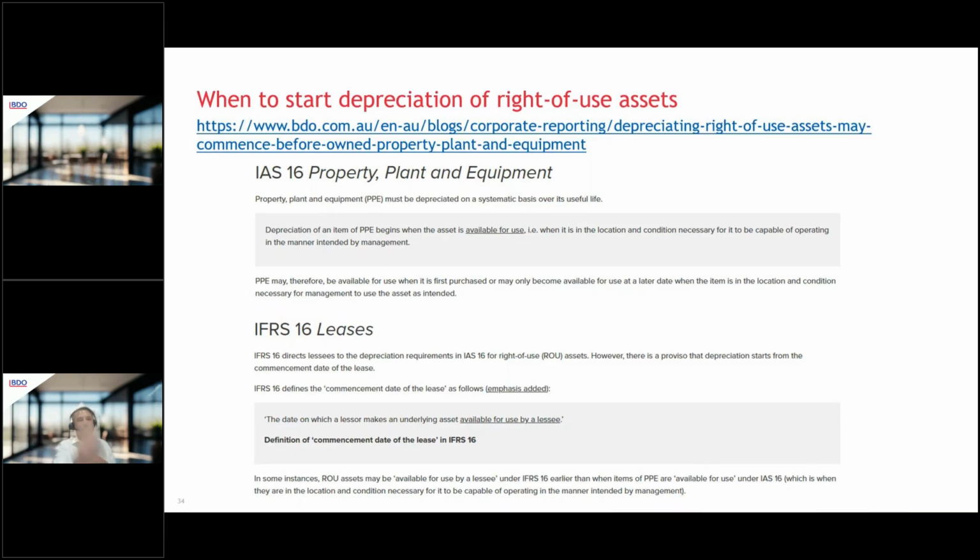If the lessor has given you the keys or made it available to you, even if you haven't moved your furniture in there yet, it's available for use by you, and it's then ready for amortization or depreciation. So that's a common error we find in practice.